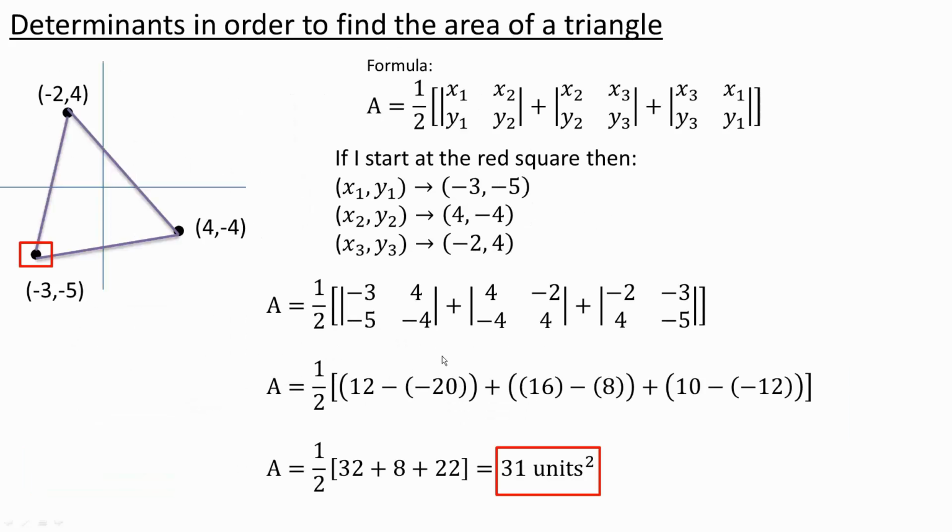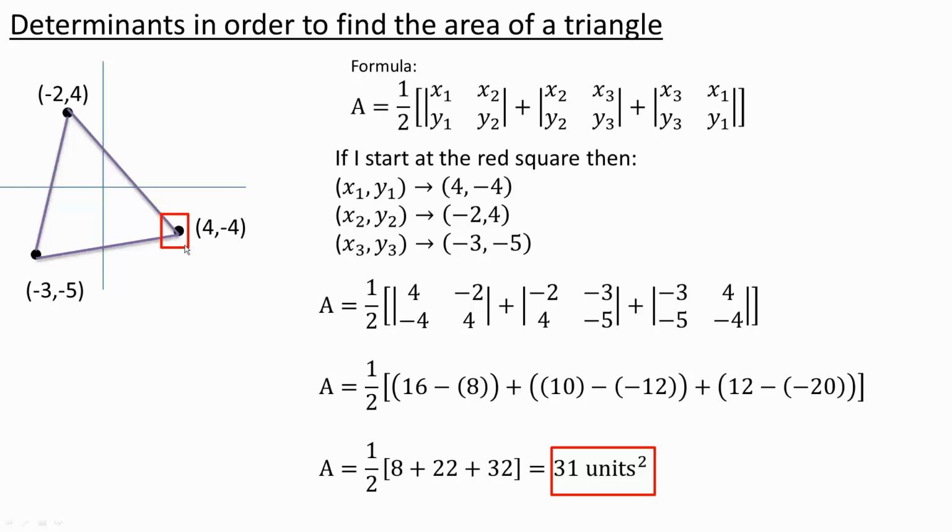And like I said before, our starting point could be here, here, or here, but it has to be counterclockwise. So in this example, I'm starting here. I'm not going to go over it, but if you want, you can pause the video and see my work. Likewise, I started from here, and if you want, you can pause the video and see my work. And that's pretty much it regarding using a determinant in order to find the area of a triangle.